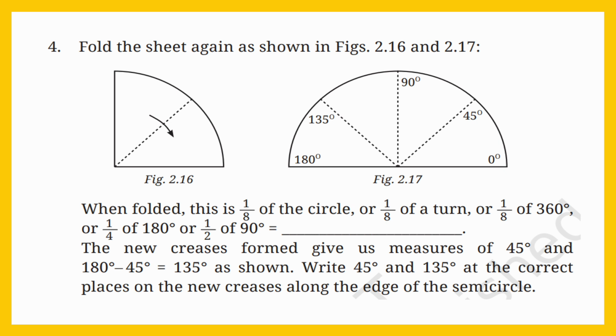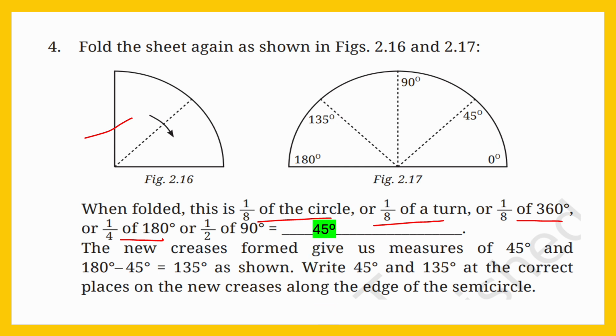Fold the sheet again. So again fold the sheet. Now what you will get? When folded, this is 1 by 8 of the circle. That is 1 by 8 of a turn or 1 by 8 of 360 degree. In other words, it is 1 by 4 of straight angle, that is 1 by 4 of half turn, that is 180 degree, or half of 90 degree or half of quarter turn, that is 45 degree.